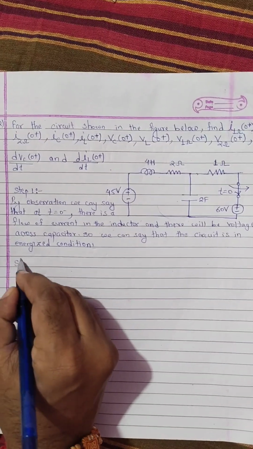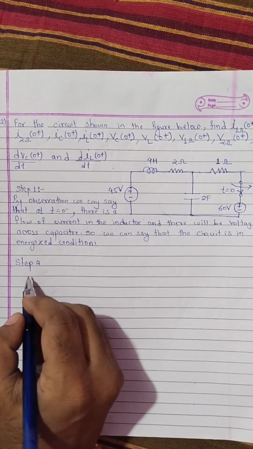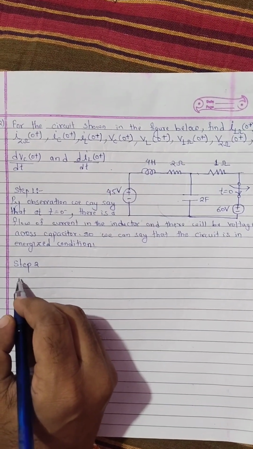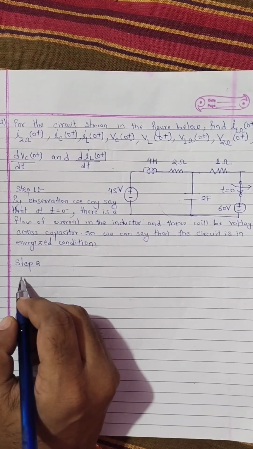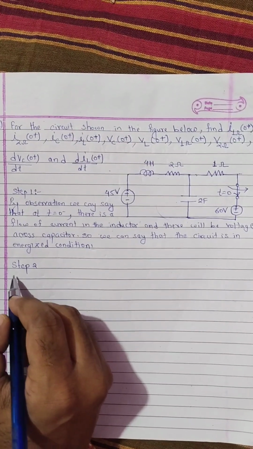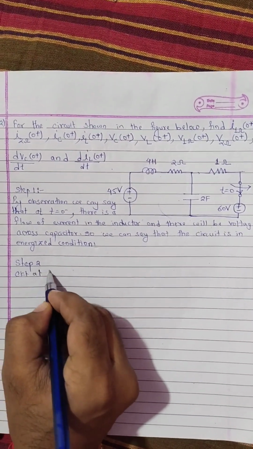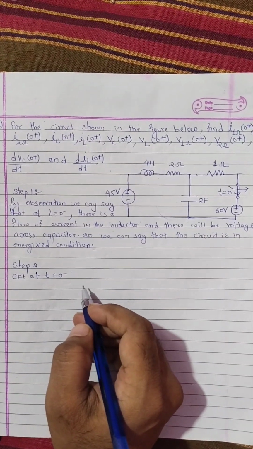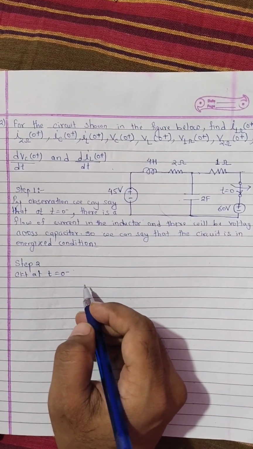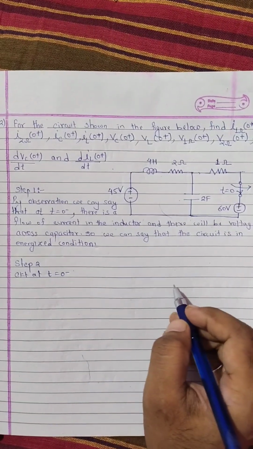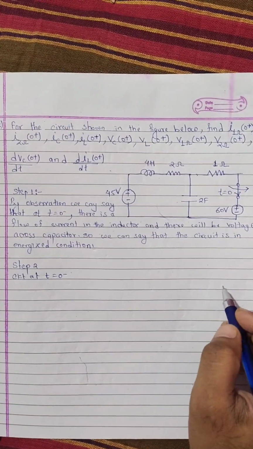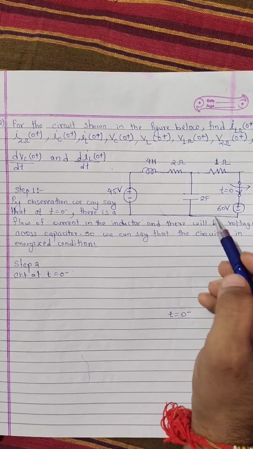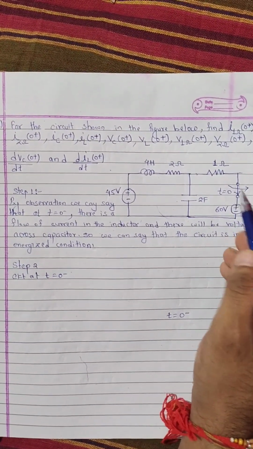Now in step 2, we will draw the circuit at t equals 0 minus according to the previous table. So we will draw the circuit at t equals 0 minus with the help of the table. First of all, we will draw the switch. So this is the t equals 0 minus circuit. At t equals 0 minus, the switch will be in closed position.